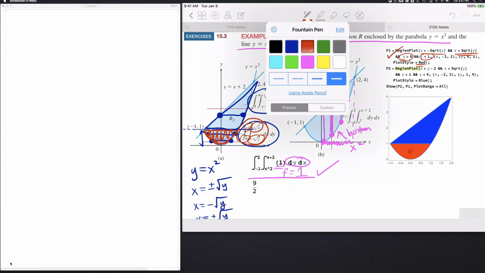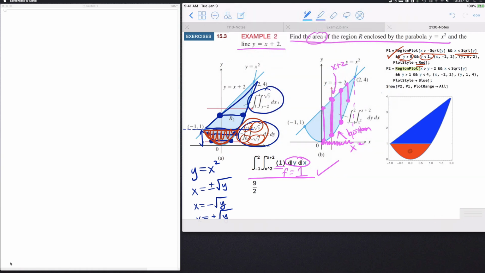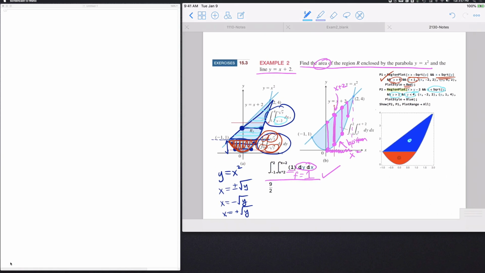And then there is a blue region, and that blue region is going from x bigger than y minus 2 but less than the square root of y, with y bigger than 1 but less than 4. So you have two different ways to set up the area integral. Okay, so that's how you get area.